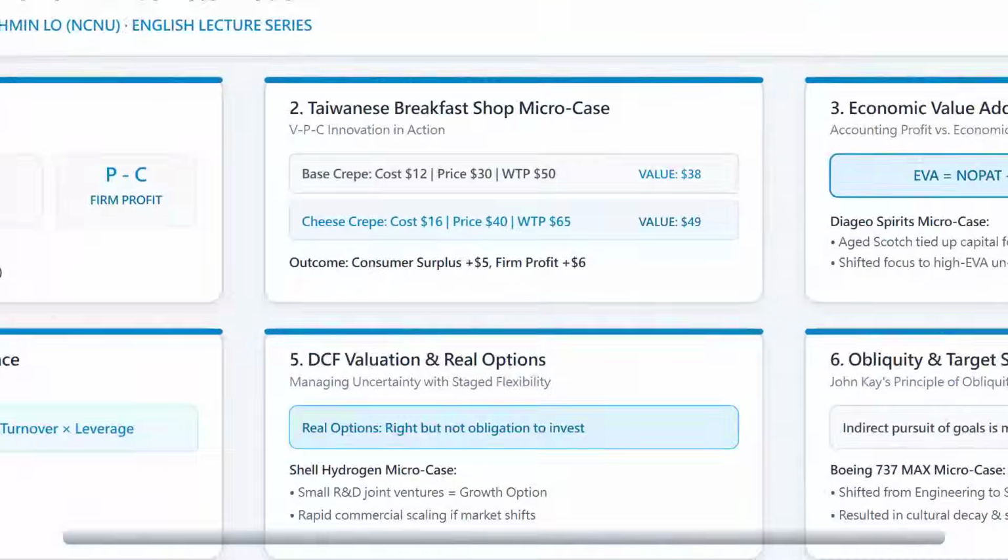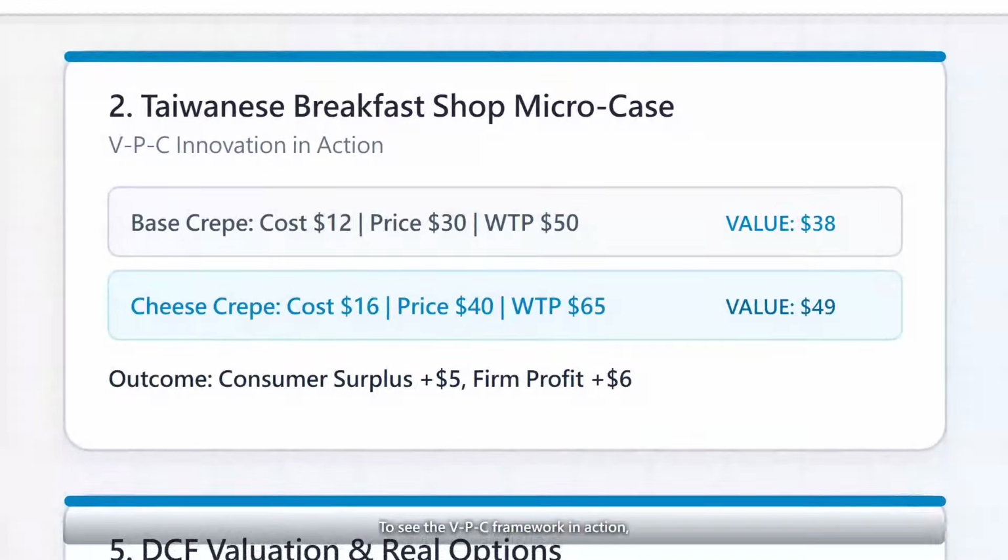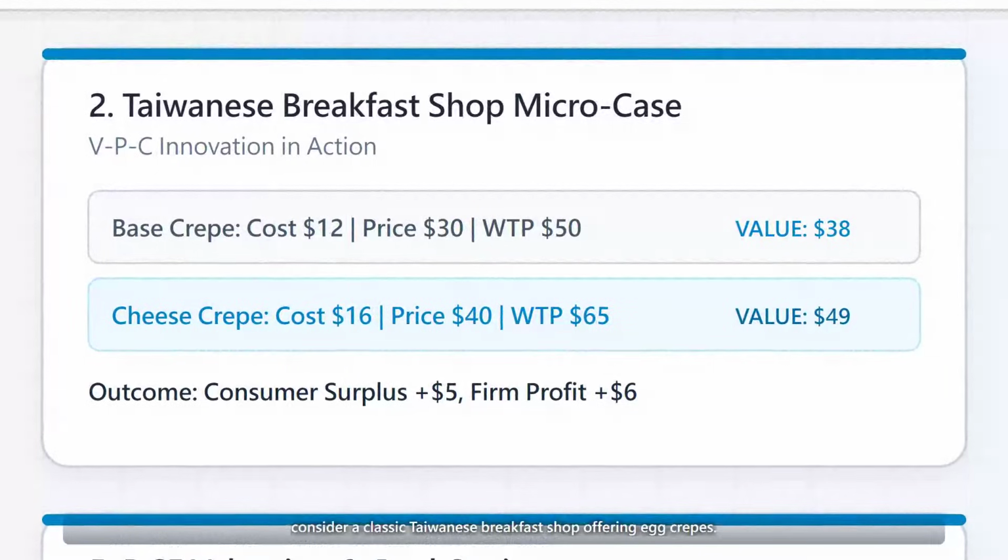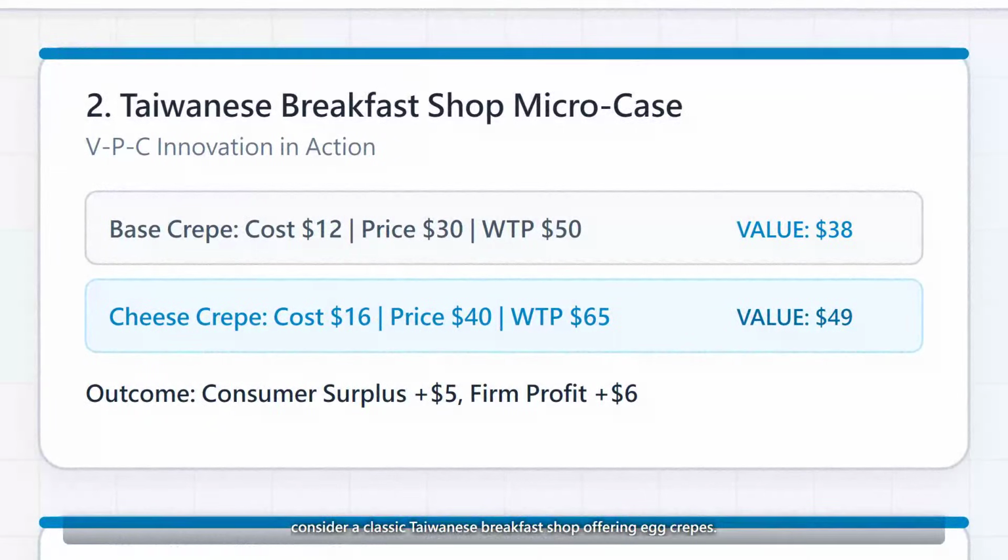To see the VPC framework in action, consider a classic Taiwanese breakfast shop offering egg crepes. A standard egg crepe costs 12 new Taiwan dollars to produce, sells for $30, and customer willingness to pay is $50. Here, total economic value created is $38, split into $20 of consumer surplus and $18 of firm profit.